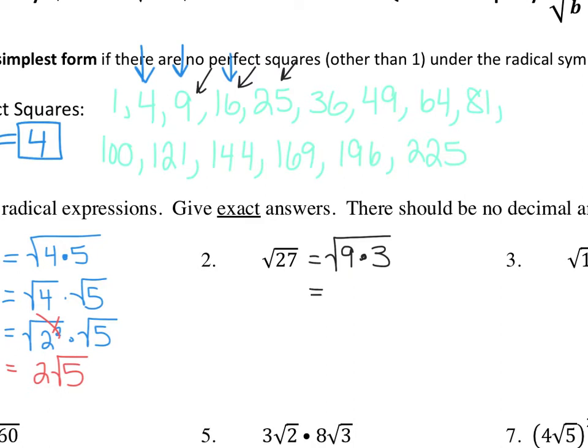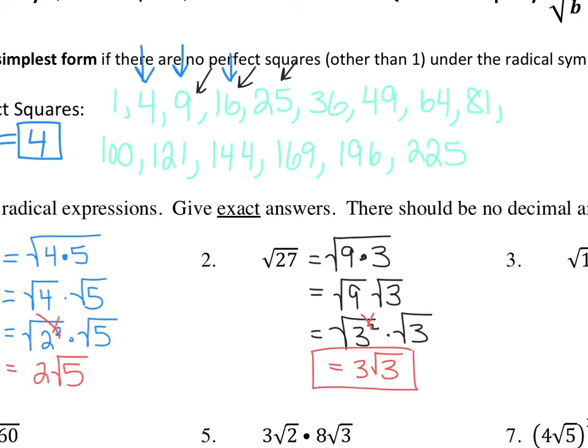So now I could separate these and write this as square root of 9 times the square root of 3. The square root of 9 is a different way to write the number 3. However, if that confuses you, rewrite this as 3 squared times the square root of 3. Taking the square root of a square, they undo each other, the inverse operations, so we have 3 square roots of 3 as my final answer.